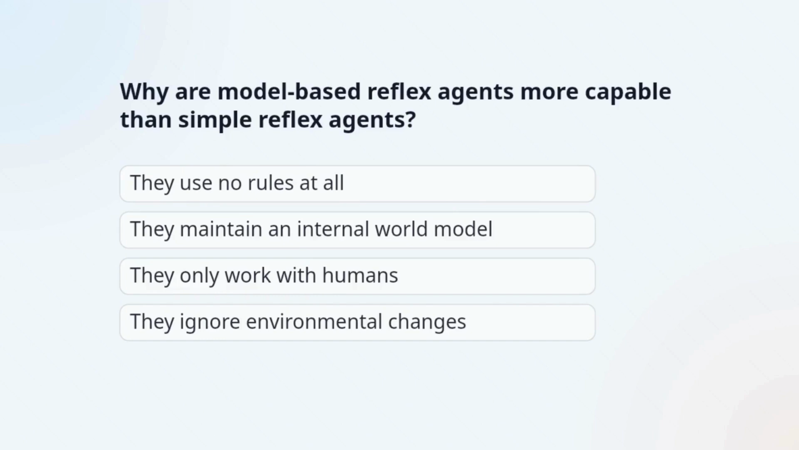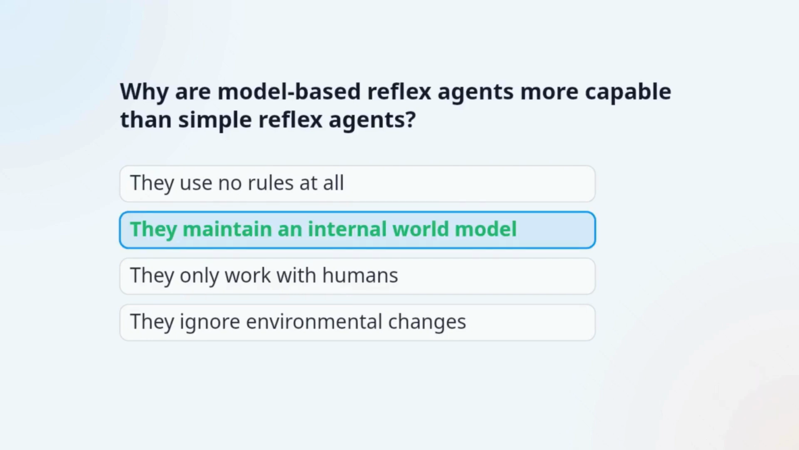Question 3. Why are model-based reflex agents more capable than simple reflex agents? The correct answer is they maintain an internal world model. By tracking state and world changes internally, model-based reflex agents can handle partially observable environments better.